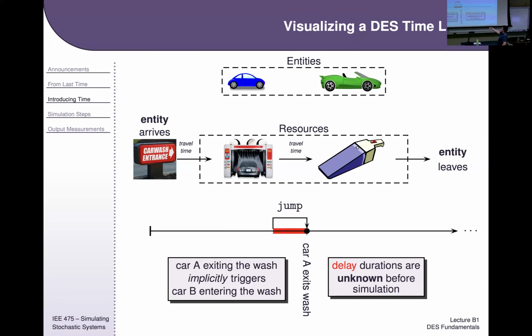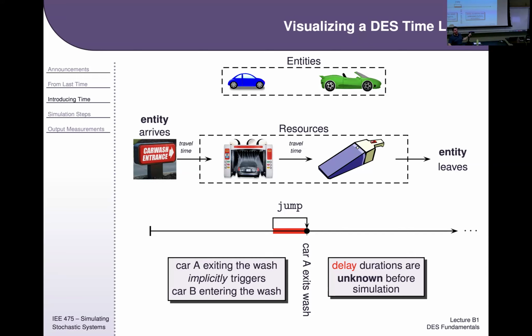So finally, then we can jump to when car A exits the wash. Car A exits the wash, freeing up the wash. So now at this point, we can move, as we'll see, car B out of the line into the wash. And then now we'll schedule car B exiting the wash. This amount of time here that car B had to wait, that is an output of our simulation.